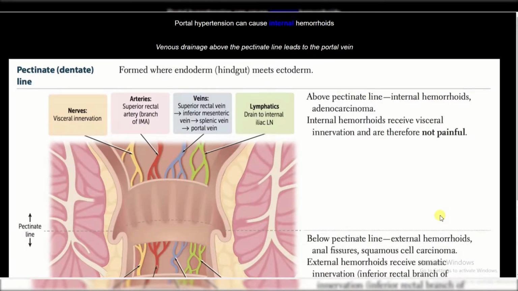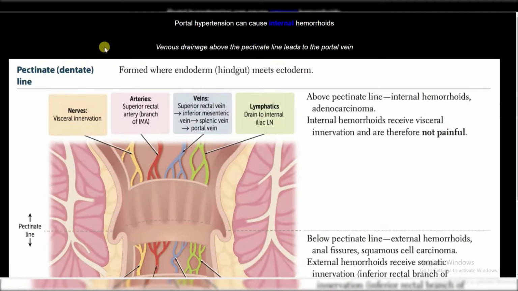The pectinate line is present between the endoderm and the ectoderm, which is formed by the hindgut. The hindgut is the part of our rectum, the last part of our GIT, right? This is called the hindgut. The hindgut is where the endoderm and ectoderm meet, and this is called the pectinate line. As you can clearly see in this image, the pectinate line is present. The pectinate line is also called the dentate line.